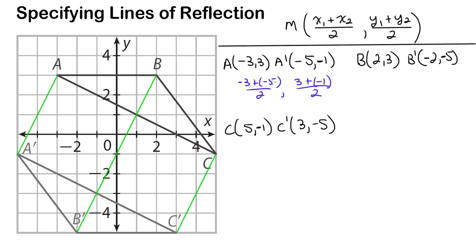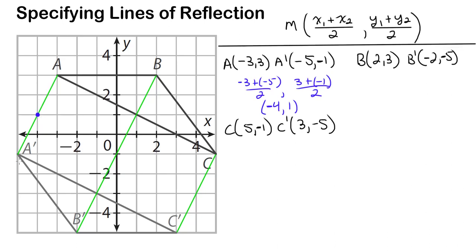Negative 3 plus negative 5 is negative 8, and negative 8 divided by 2 is negative 4. And 3 plus negative 1 is 2, and 2 divided by 2 is 1. So the midpoint of this line segment AA prime is at negative 4, 1, which is right here.